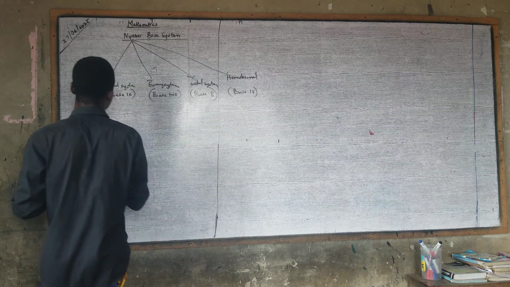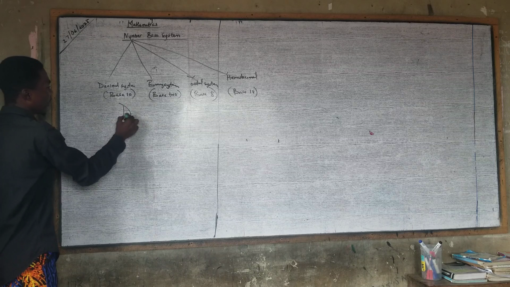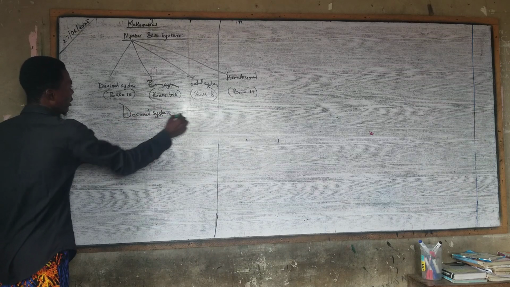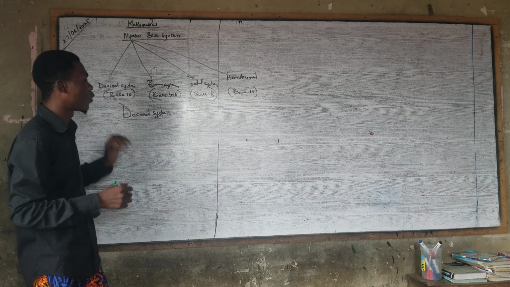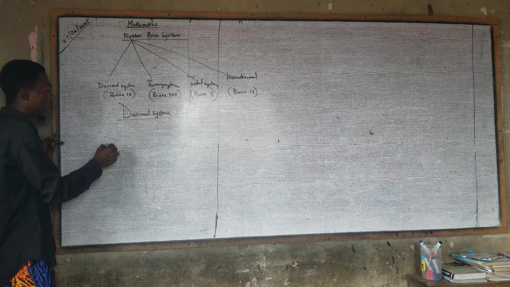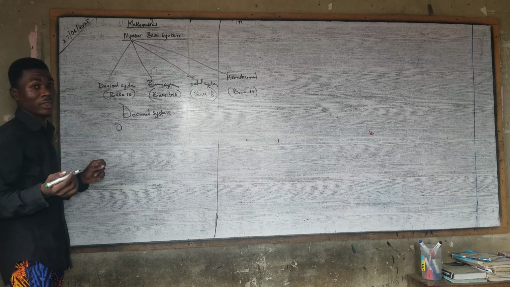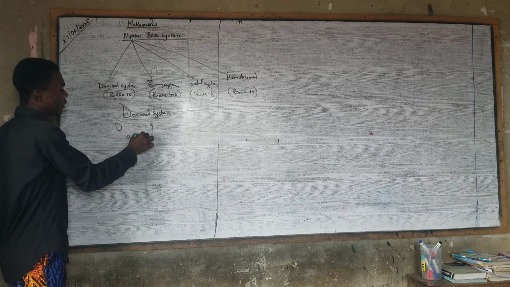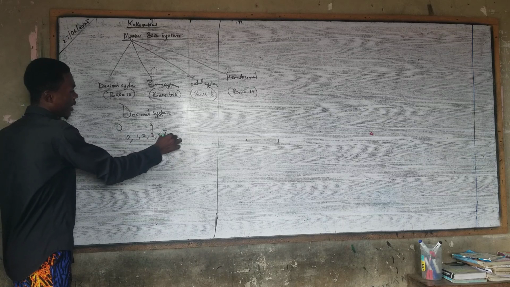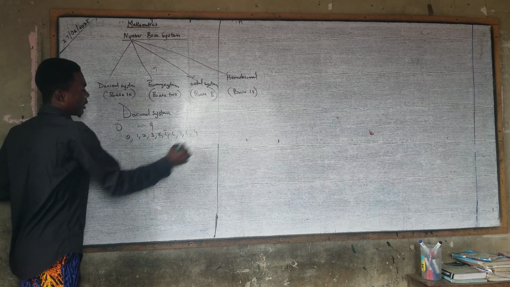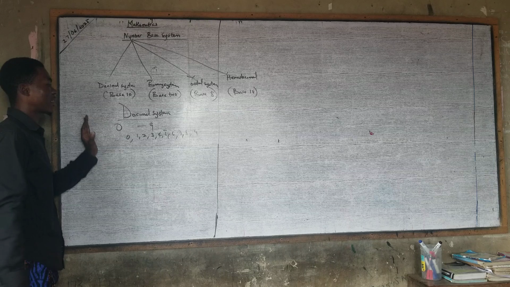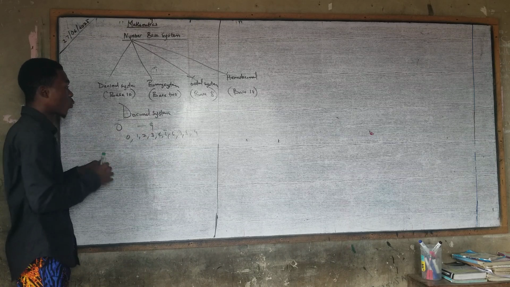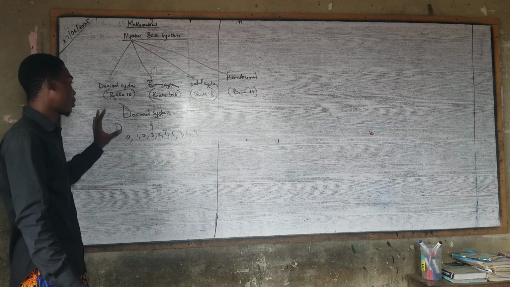So firstly, we'll be talking about the decimal system. The decimal system comprises 10 digits, which are from 0 to 9. So the numbers are 0, 1, 2, 3, 4, 5, 6, 7, 8, 9. These are the numbers that the decimal system encompasses.